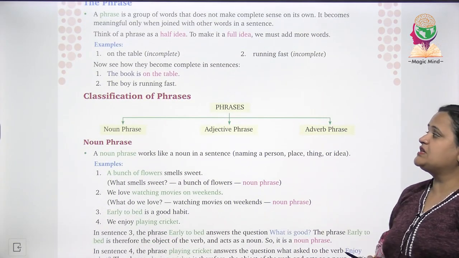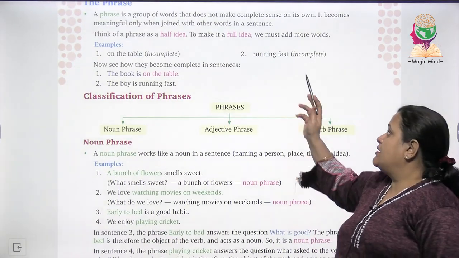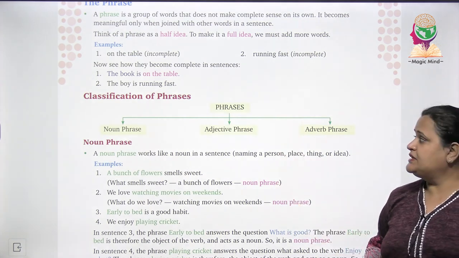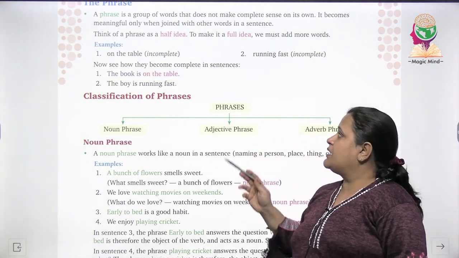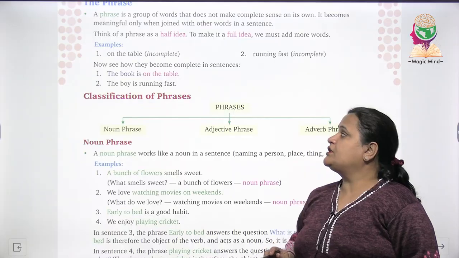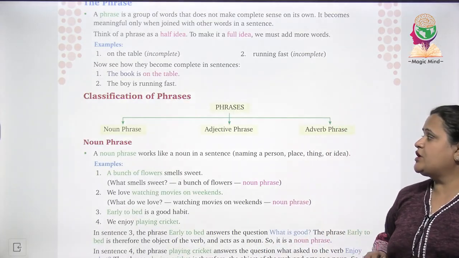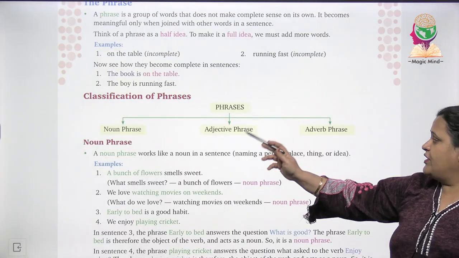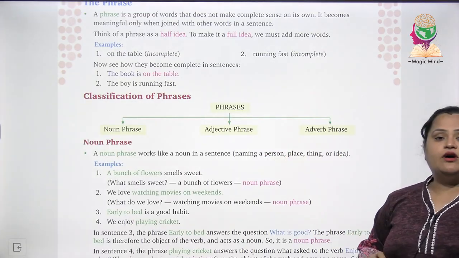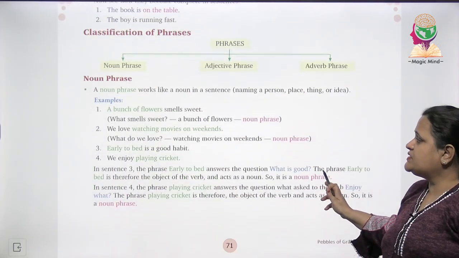Example है on the table. This is incomplete. Running fast, incomplete. Now see how they become complete in sentences. The book is on the table. The boy is running fast. Classification of phrases है noun phrase, adjective phrase and adverb phrase. Noun phrase में आते हैं.